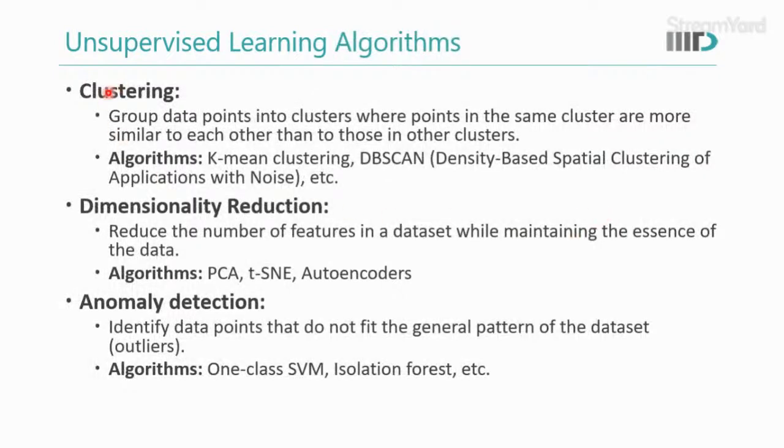Common unsupervised learning algorithms: one is clustering, where we group the data points into clusters, where points in the same cluster are more similar to each other than those in other clusters. The commonly used algorithms are k-means clustering, DBSCAN (density-based spatial clustering), spectral clustering, and so on. There are many clustering-based algorithms. Hierarchical clustering is also there, and other clusterings as well. Dimensionality reduction reduces the number of features in a dataset while maintaining the essence of the dataset, for example, principal component analysis, t-SNE, autoencoders, and so on. We'll be talking about these in the coming slides.